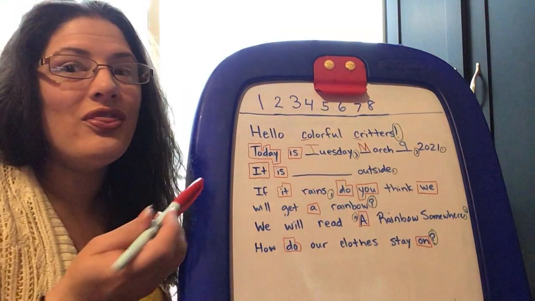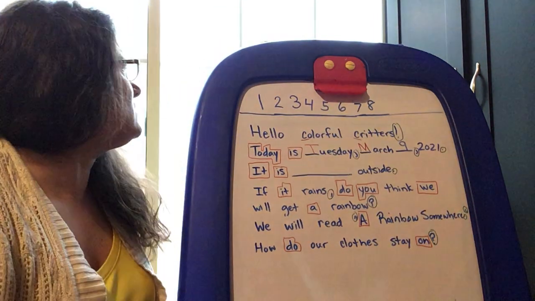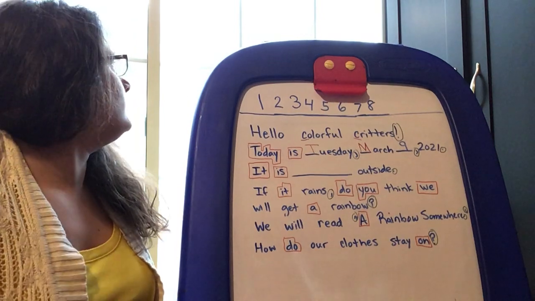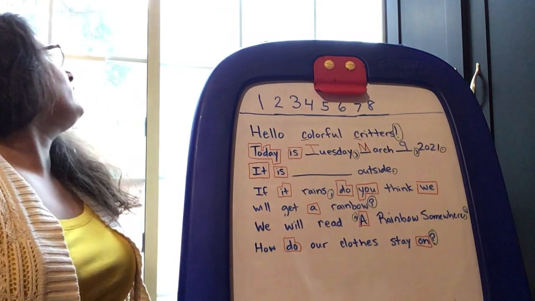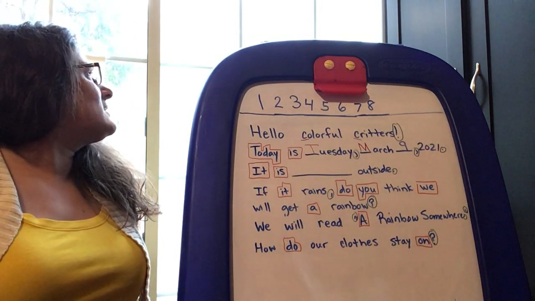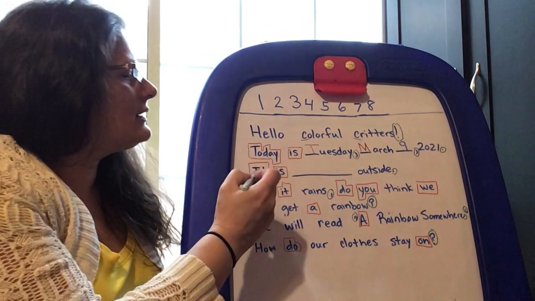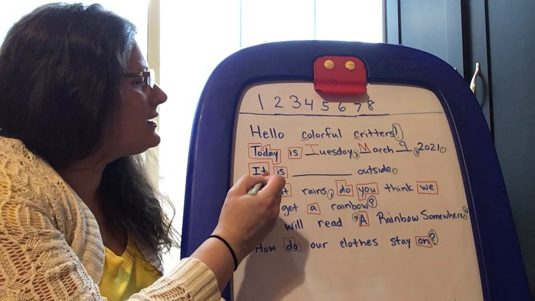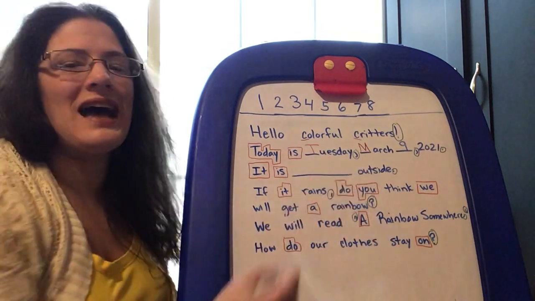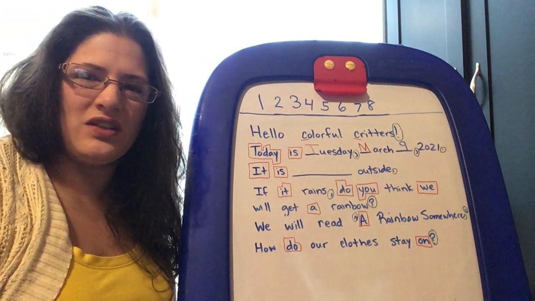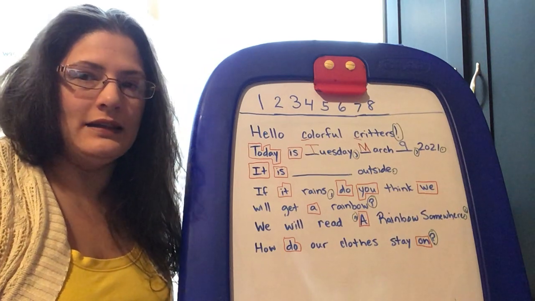Let's look out the window. What do you see? Lots of fluffy gray things up in the sky today. Behind me it says, it is blank outside. Those gray things are gray fluffy clouds.